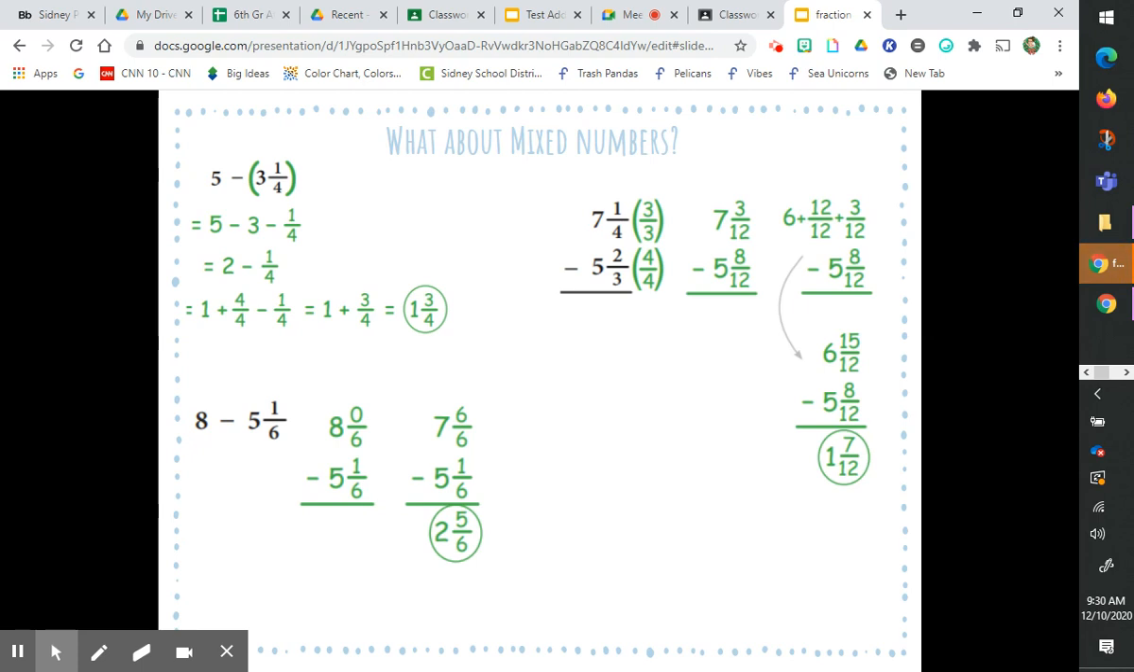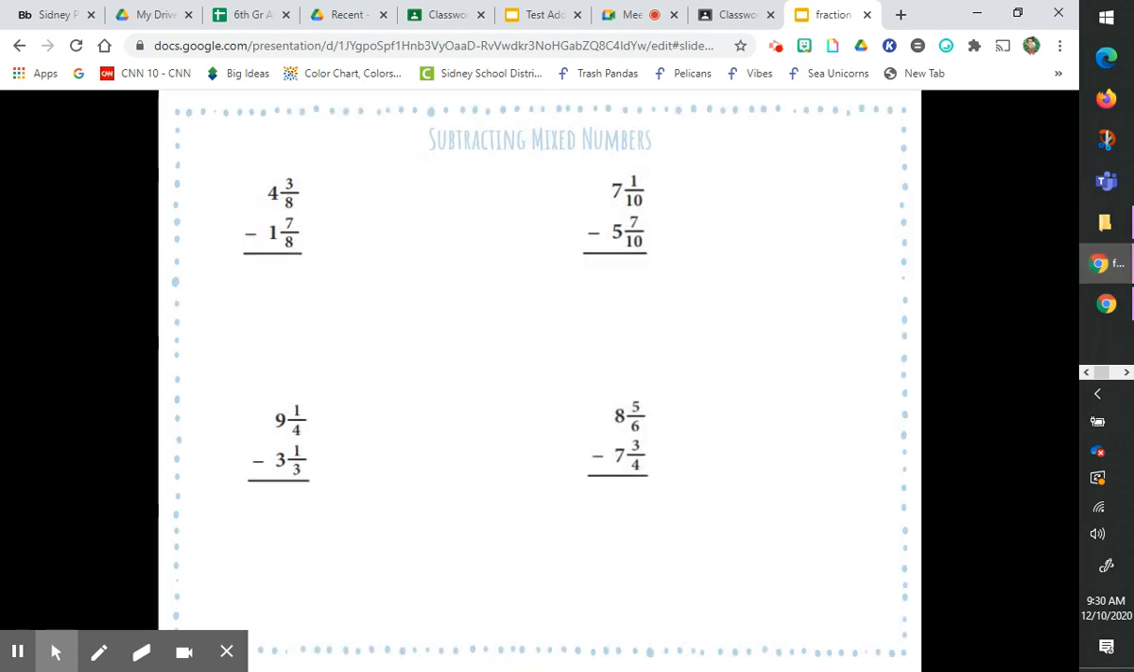All right, we're going to move on to the very next page. Now there's some practice problems. All right, I want you guys to give those 4 practice problems a try. I'm going to give you about 2 minutes, and then we'll go over each of those, and then we'll do some practice on your dry erase boards here. So go ahead and give these a try.